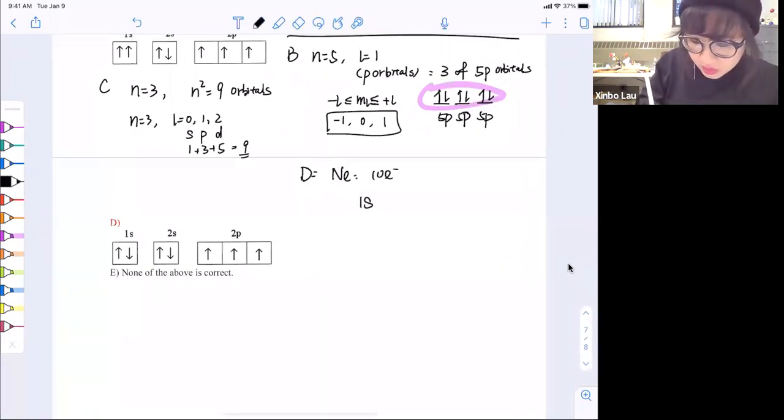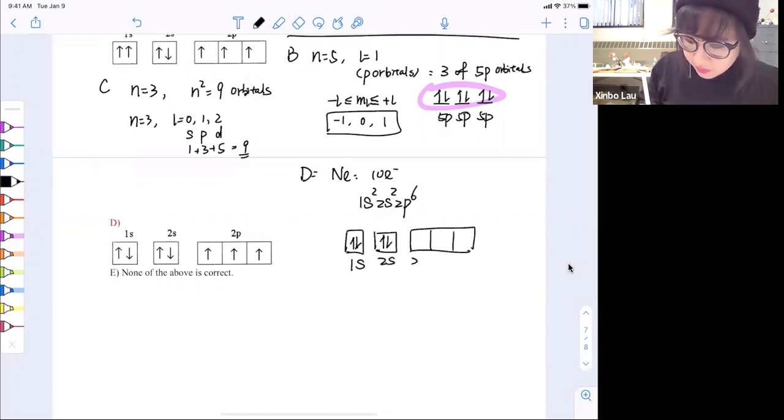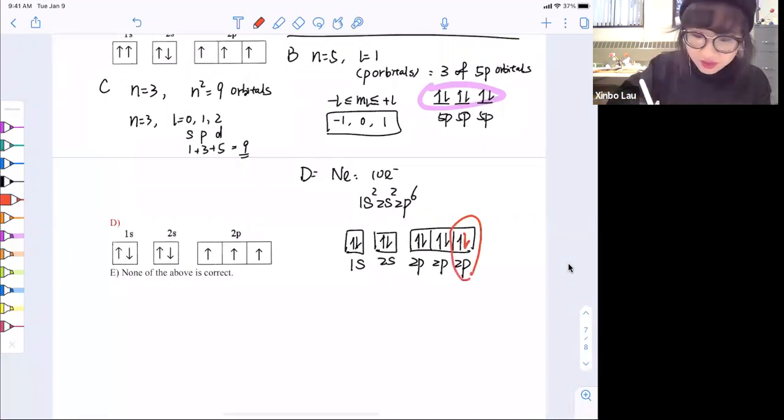1s2, 2s2, 2p6. This also requires you to know your orbital diagram, so you know exactly how we're placing each electron. So that 2s, 2p, as we understand, will have 3 of 2p orbitals. So the way I'm going to assign electrons, 1, 1, 1 first. And then I start to pair them up, and the last one I'm adding is the red one.